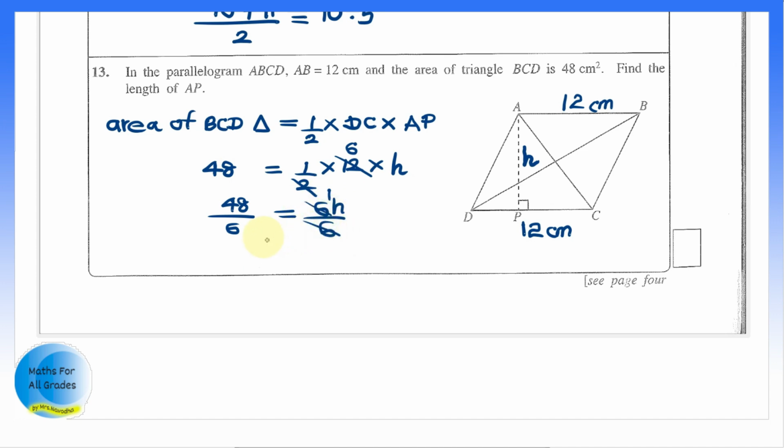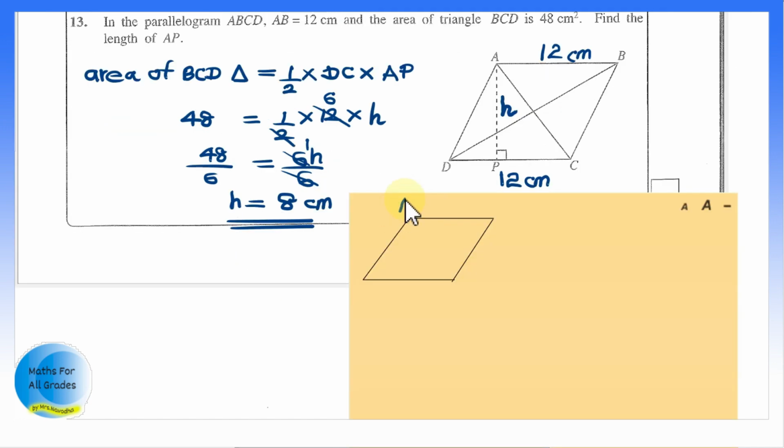6 is cancelling out. So H equals 8 centimeters. Let's name this parallelogram ABCD. In a parallelogram, opposite sides are parallel. AB is parallel to DC and also AB equals DC. So here AD is parallel to BC and also AD is equal to BC.